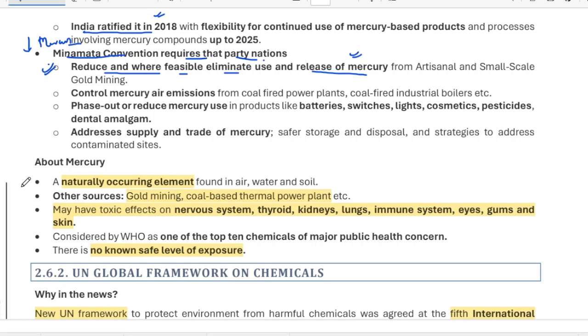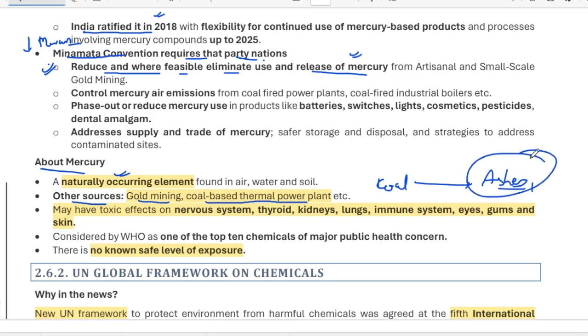Okay, now moving ahead. What about mercury? Mercury is a naturally occurring element. What are the sources of mercury? Mercury is obtained from gold mining and coal-based thermal power plants. When coal burns, it produces ashes, and in these ashes, mercury may be present.